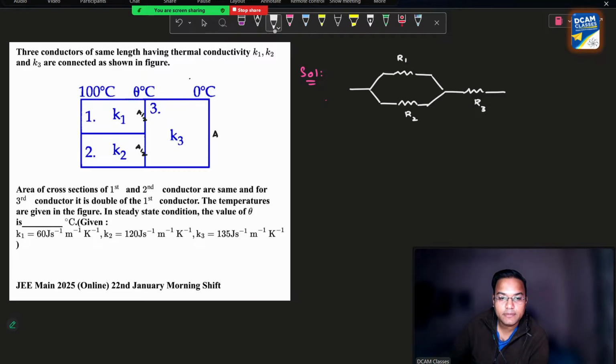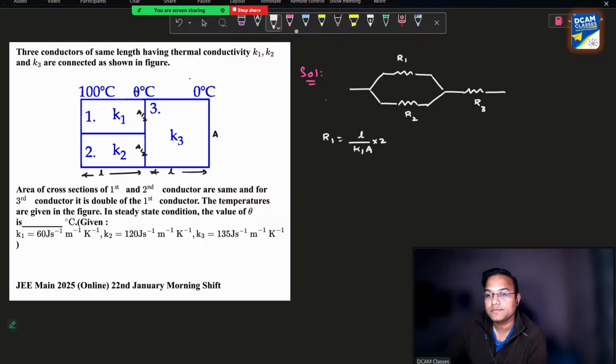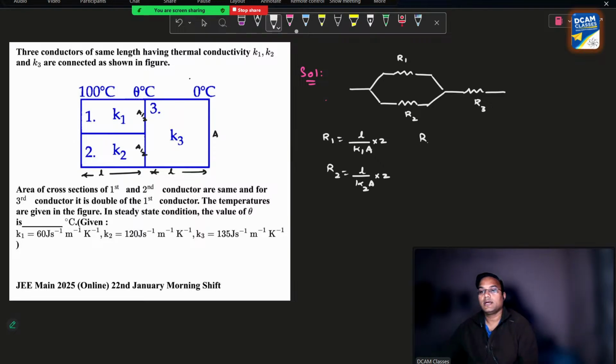Length is the same, right? Length is the same. This is of length L, this is of length L. Now see, if I try to write the resistance, R1 will be equal to L by K by 2, R2 will be equal to again L by K by 2, and R3 will be L by K3 into A.